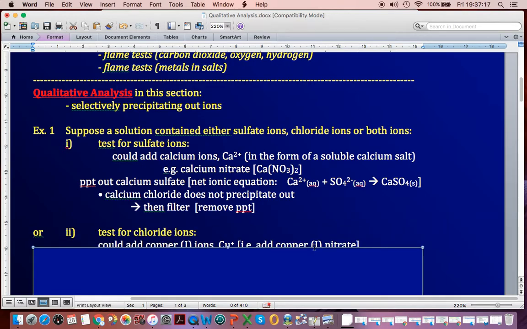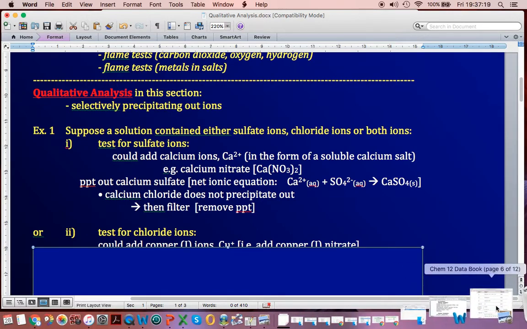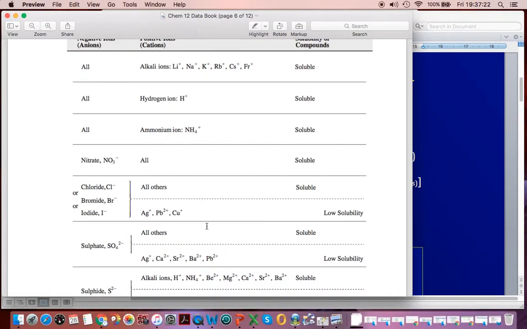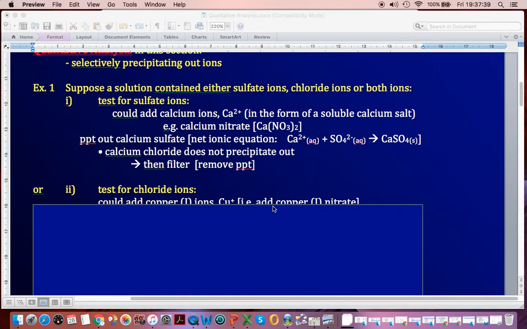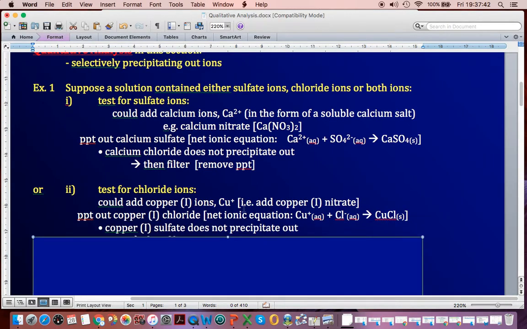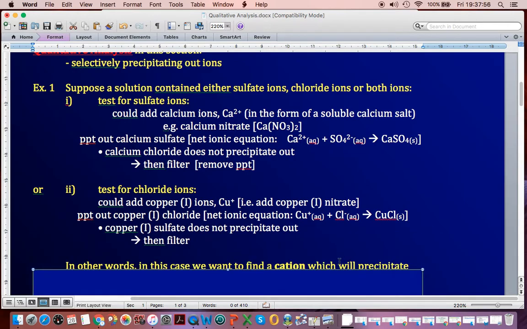But if I started with the chloride, to pull the chloride out first, you can see this is where I could use the copper 1+. Because copper 1+ will pull out the chloride. Copper 1+ fits in this category of all others where it's soluble, so it will not precipitate out the calcium sulfate. So I'm going to show it in the same way. I add copper 1 ions in the form of copper 1 nitrate, CuNO3. I precipitate it out, it goes boom, boom, boom. CuCl is a solid, and I could filter it out, and it would leave behind, in this case, the sulfate.